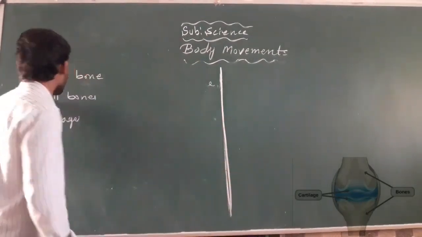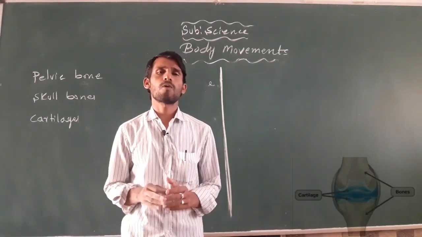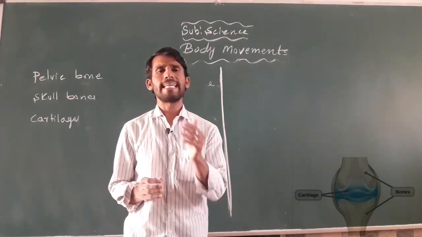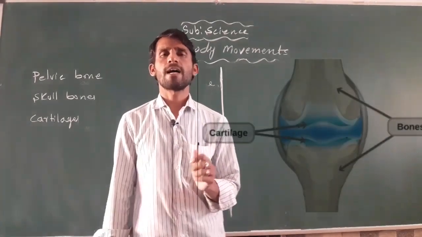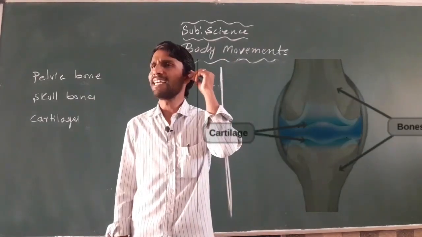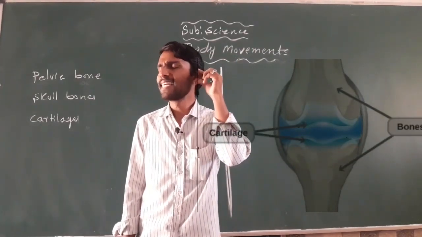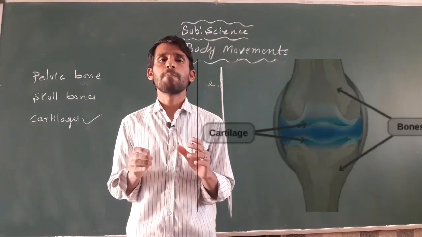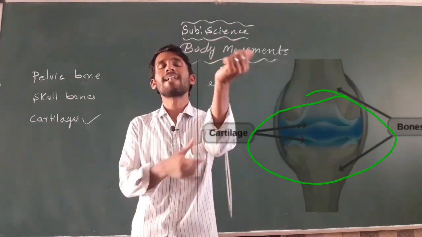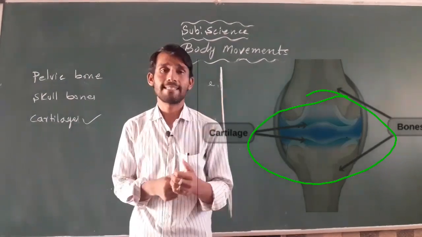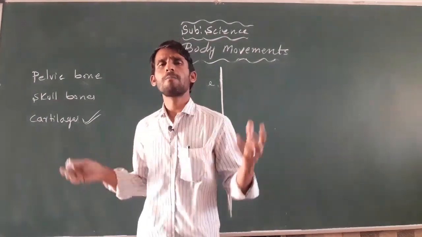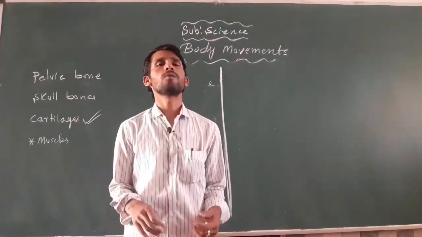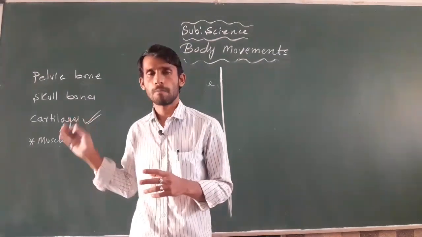Next point, see here, skull bones. The skull is also made up of bones, but some other parts are also present in the skull. For example, dear friend, you press here and you feel something smooth. This smooth part we call cartilage. Cartilage is present in our ear and also in our joints. Dear friend, we observe all these bones through the X-ray. Muscles also give shape to the body, along with bones.